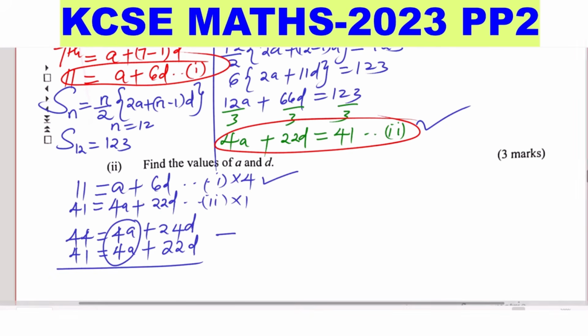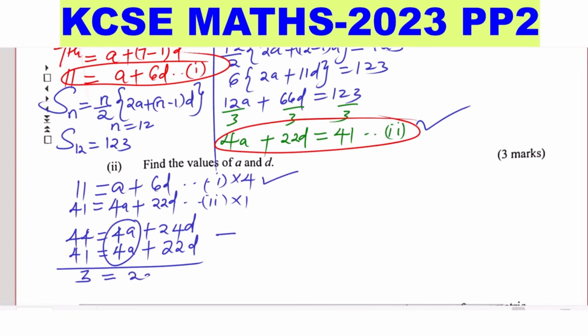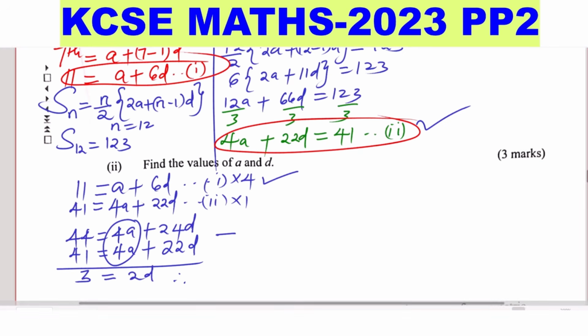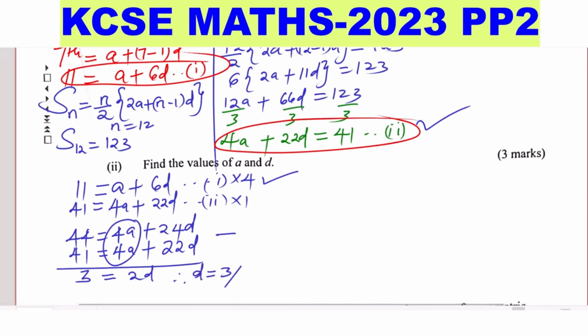You subtract the 2. 44 minus 41, you get 3 is equal to 24d minus 22d, you get 2d. So from here, you get d as 3 over 2 or 1.5. That is the value of d. Now let's get the value of a. To get the value of a, you simply need to take one of the equations. We'll take these.